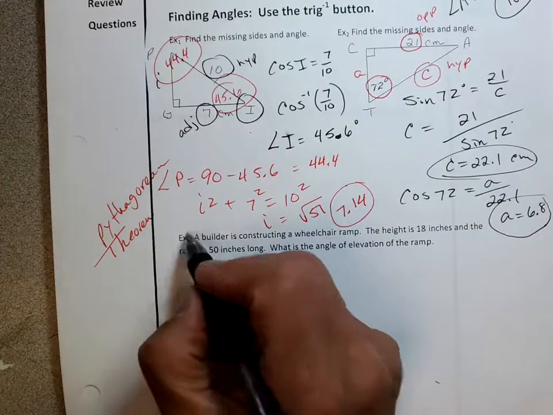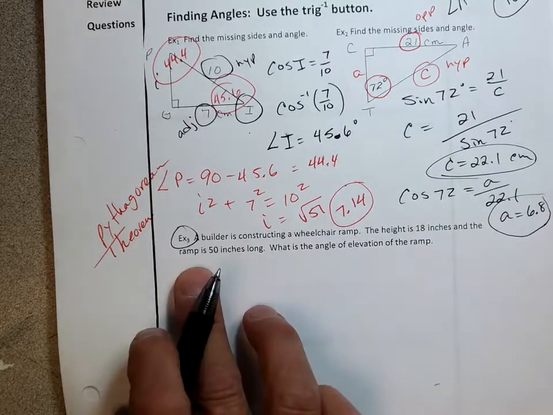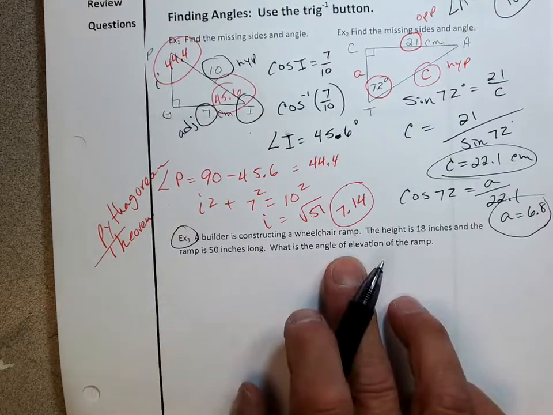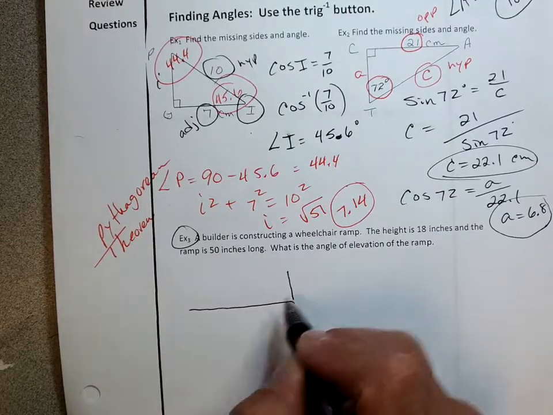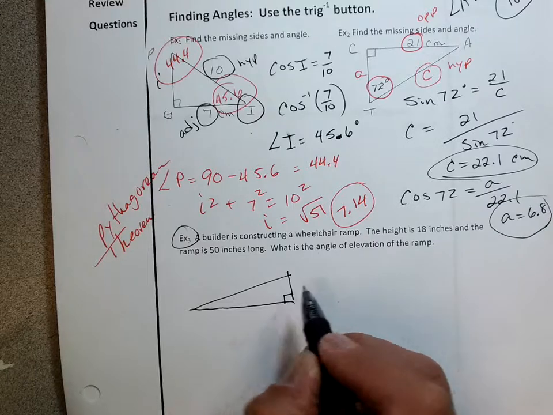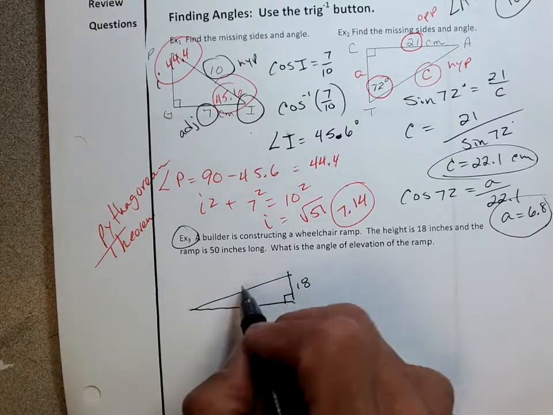So, example 3. A builder is constructing a wheelchair ramp. The height is 18 inches, and the ramp is 50 inches long. What is the angle of elevation? So let's draw a ramp. 18 inches is the height of the ramp, and the length of the ramp is 50 inches long.